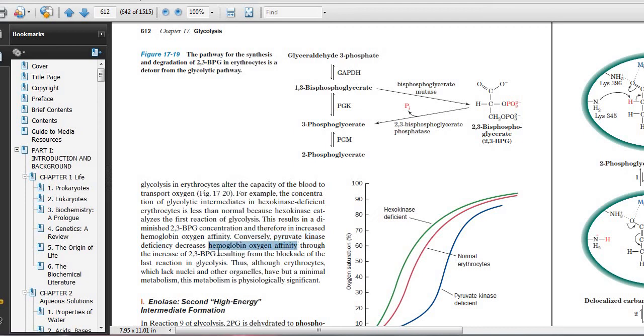So if a person has a deficiency of pyruvate kinase, pyruvate kinase is the last reaction of glycolysis. Reaction 10 of glycolysis is carried out by the pyruvate kinase reaction. So if the last reaction is not carried on significantly, there will be a significant concentration of accumulated 2,3 BPG by these two pathways, because the last reaction will not be carried on.